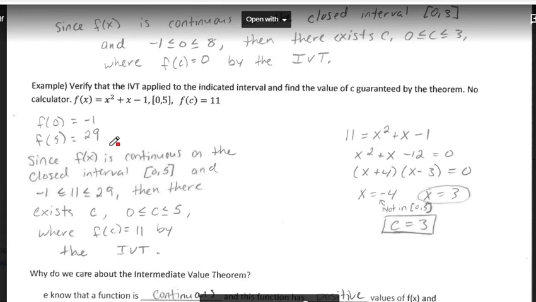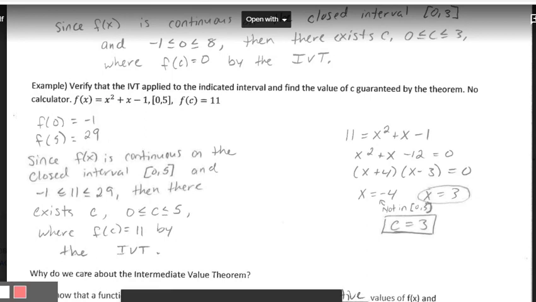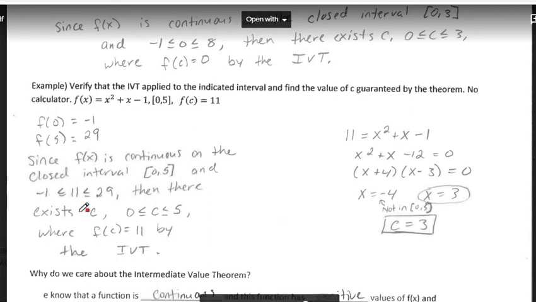So first of all, the function is continuous. You can't use this theorem if it's not continuous. Again, this is a polynomial. You need to write that. This is a polynomial, so it's got to be continuous on that interval. And we know that 11 is between -1 and 29, which is f of A and f of B. So that means there has to exist an x value C between 0 and 5, where f of C is 11 by this theorem.